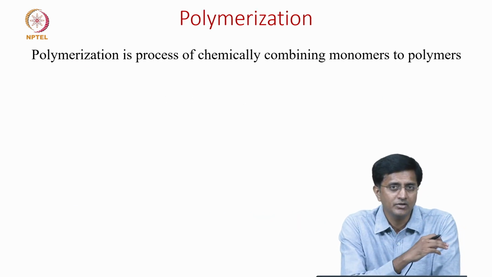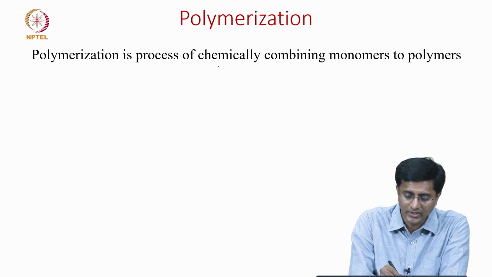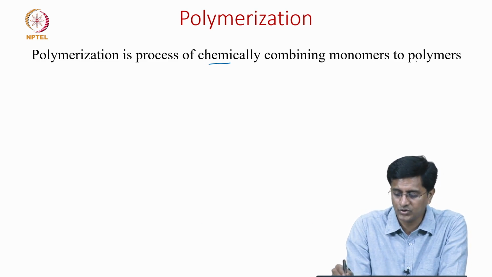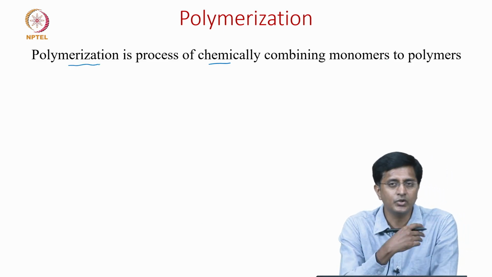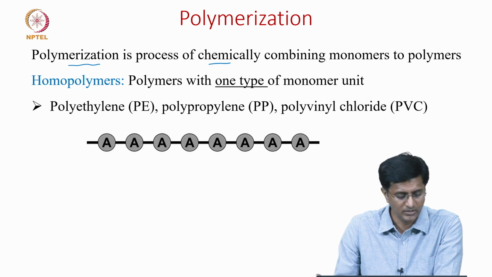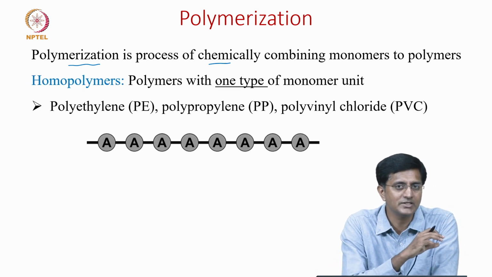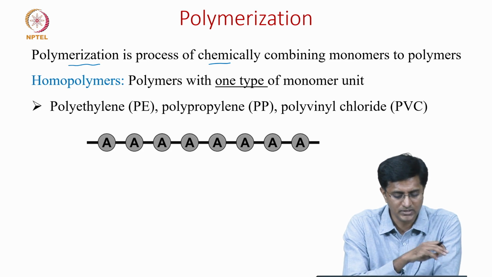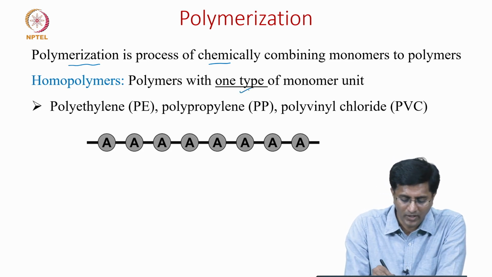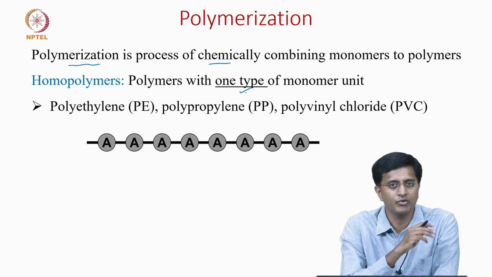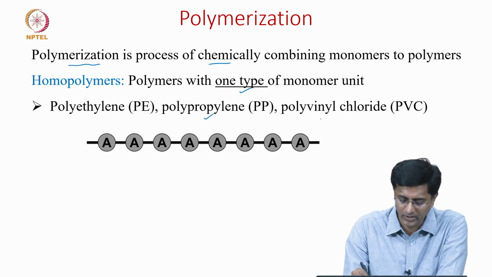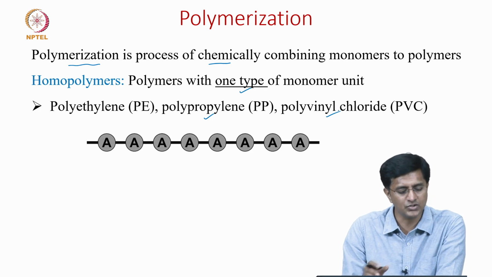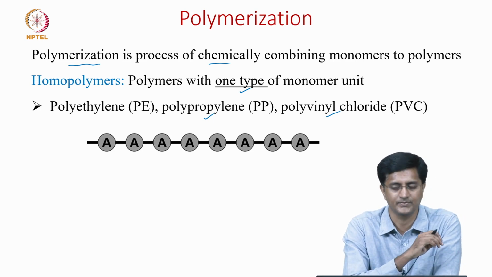In the previous slide we have seen the process of chemically combining monomers to polymers. This process is called polymerization. There are two different types of polymers. One is a homopolymer, which we have already seen in the previous slide. These are polymers with only one type of monomer unit. So, we only have ethylene in the case of polyethylene. There are other examples like polypropylene and polyvinyl chloride, which also fall into this category of homopolymers.